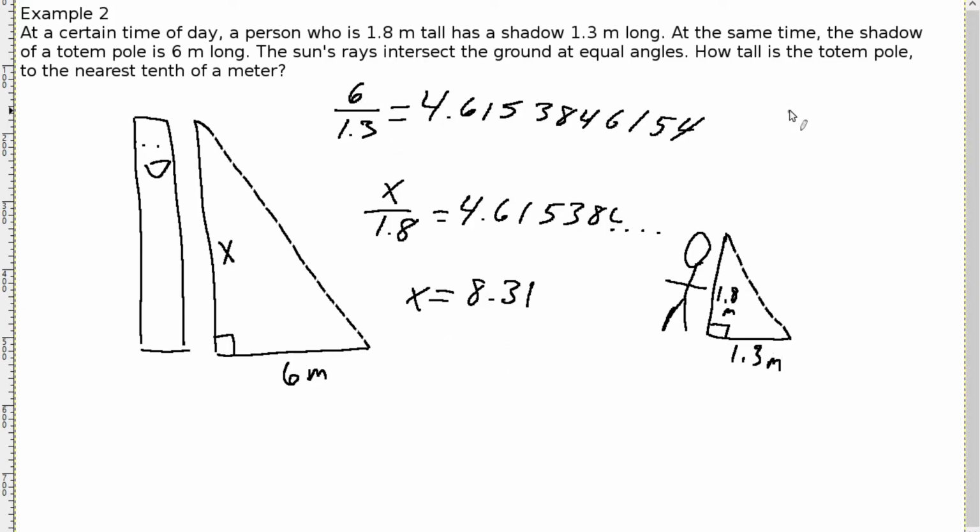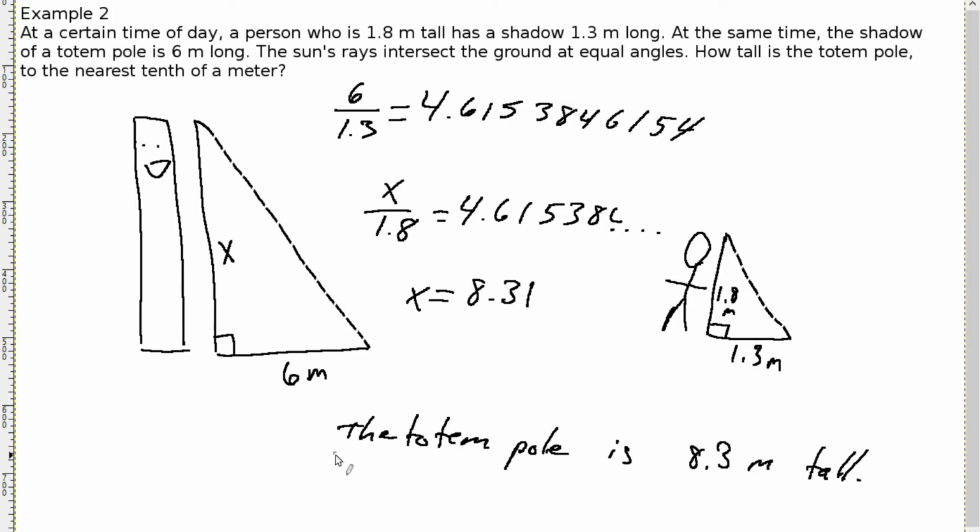So it says how tall is the totem pole to the nearest tenth of a meter? Oh, should be 8.3. So we say the totem pole is 8.3 meters tall. And there's our answer.